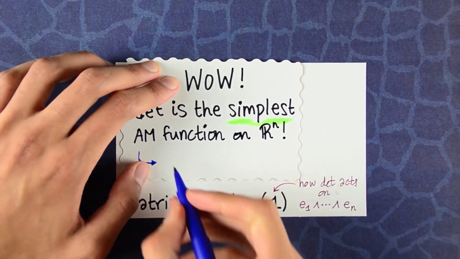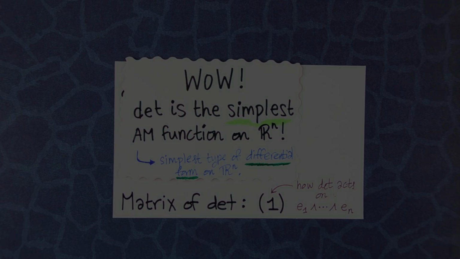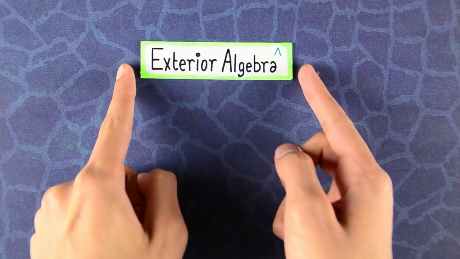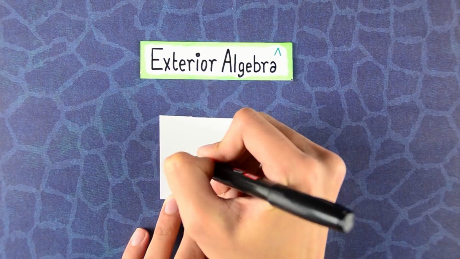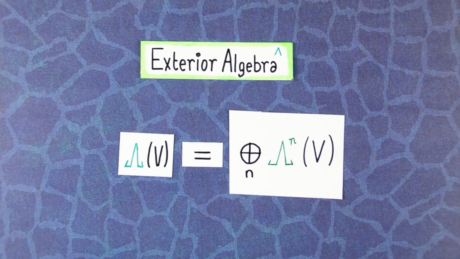A brief aside, the exterior product is also used to define differential forms on manifolds. Eli Cartan actually defined differential forms using the exterior algebra. Speaking of that, what is the exterior algebra? You take all the lambda n's of V and you take their direct sum.